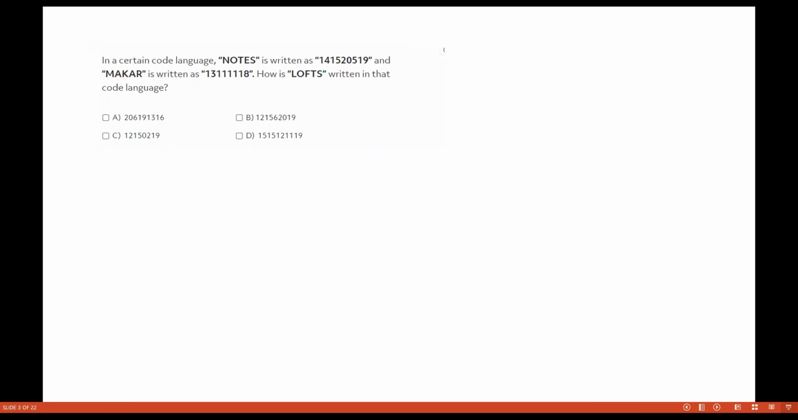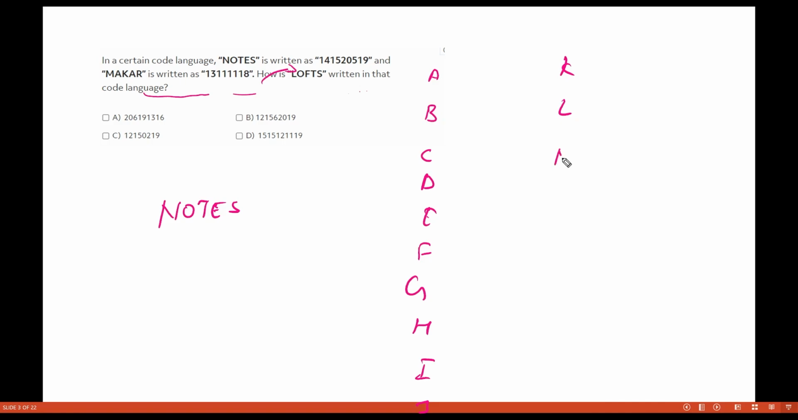Now let's move forward. Look at this. It is written in a certain code language. Notes is written as 14, 15, 25 and 19. It is very beneficial in coding decoding if you know which letter corresponds to which number. So for example, let us write all the alphabets: A, B, C, D, E, F, G, H, I, J, K, L, M, N, O, P, Q, R, S, T, U, V, W, X, Y, Z.